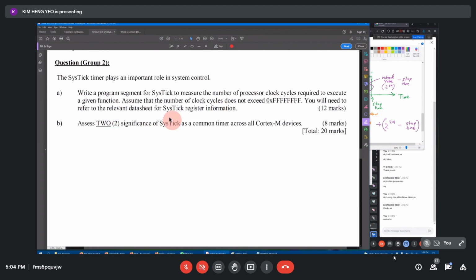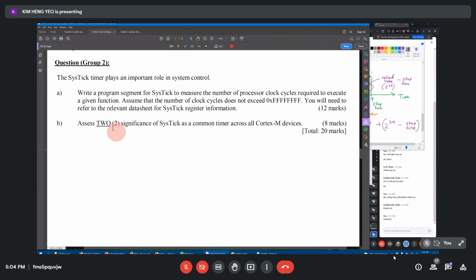The SysTick timer is a common timer across all Cortex-M microcontrollers. For example, the LPC1768 has a SysTick timer. The STM32F also has a SysTick timer. The KL25Z microcontroller also has a SysTick timer. Because as long as you have a Cortex-M processor, inside the Cortex-M processor you will have a SysTick timer.